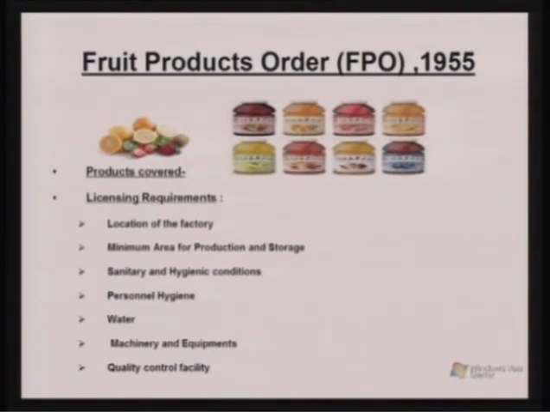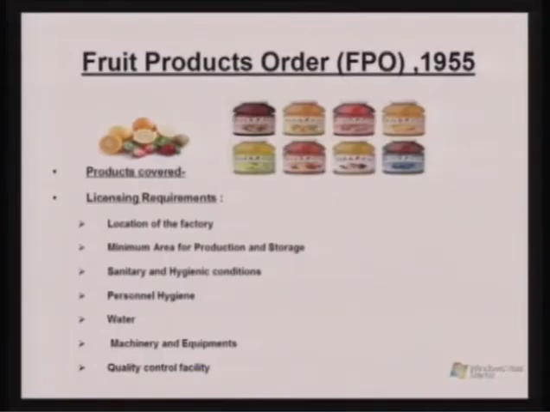Then water. Water is an important ingredient for a food processing factory, particularly a fruit and vegetable processing factory, because it is required not only for washing and cleaning of fruits and vegetables, it is one of the basic ingredients of most of the products. So water should be potable as per Bureau of Indian Standards, and adequate water should be provided in the processing hall with an overhead tank. And as far as possible, a water treatment plant should also be installed, particularly for manufacturing of sweetened aerated water.